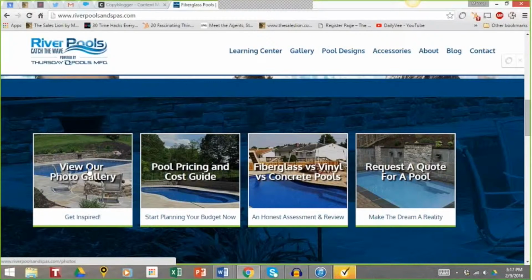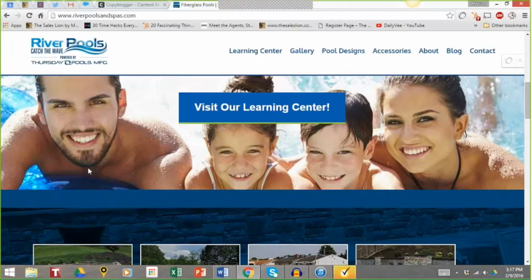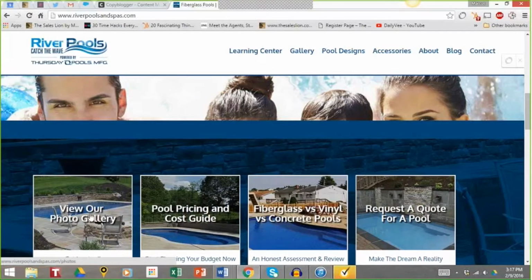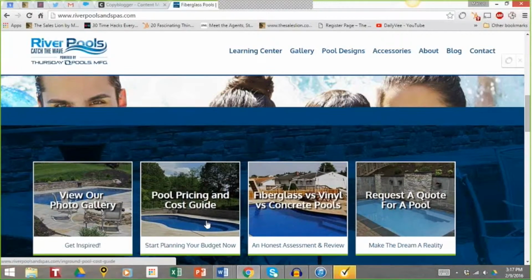Again, first one, get educated on the Learning Center. Second one, view the photo gallery. Third one, we know that people are constantly asking about cost and price. So that is one of the majors that we have front and center. This makes for amazing user experience, and this page here is, when it comes to conversions, unbelievable.